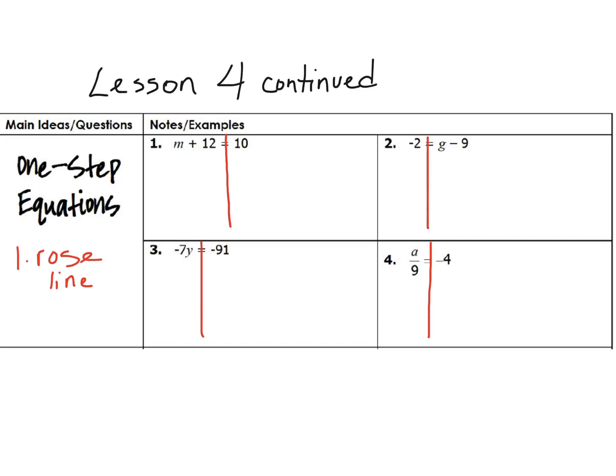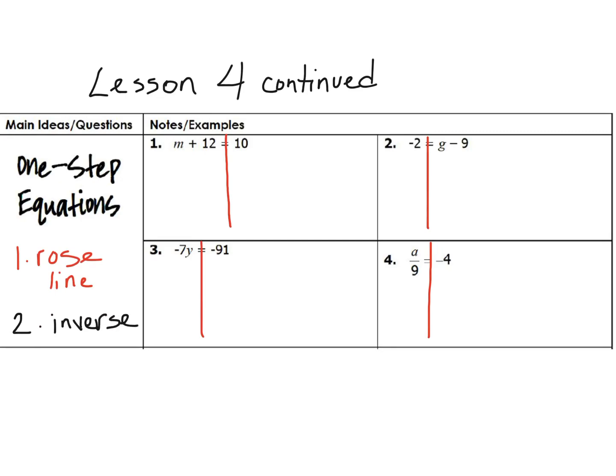If at any point we ever cross that line with a number or a variable, we will need to do an inverse operation. And that's going to be our second step, inverse operations.